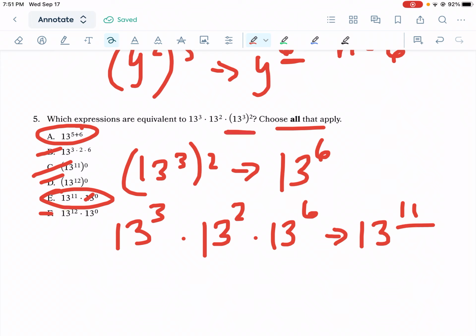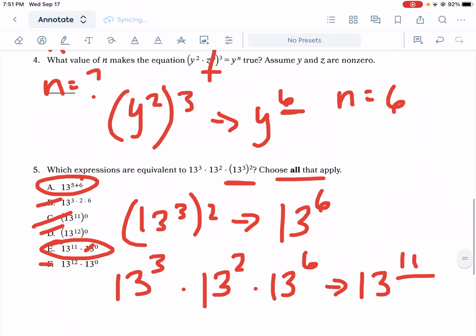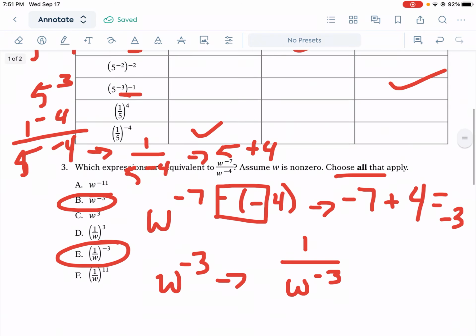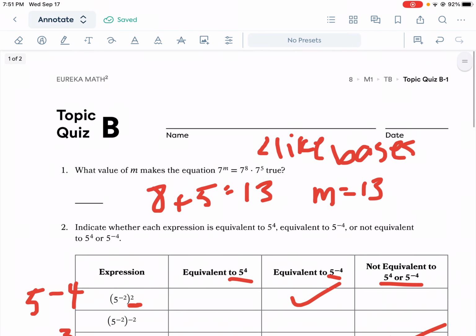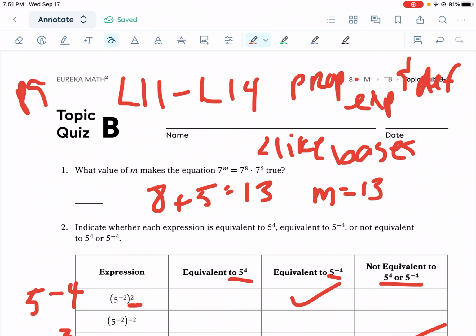So there you just play the process of elimination. And that is it. Make sure you study topic B. Topic B lessons were lesson 11 through lesson 14. More importantly, study your properties of exponents and the definitions. Study those tables from page 81.